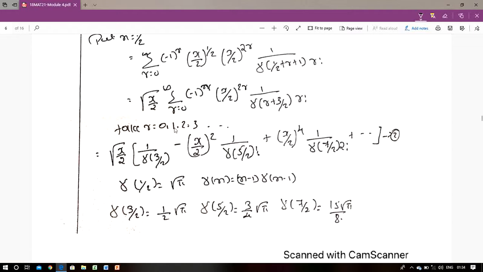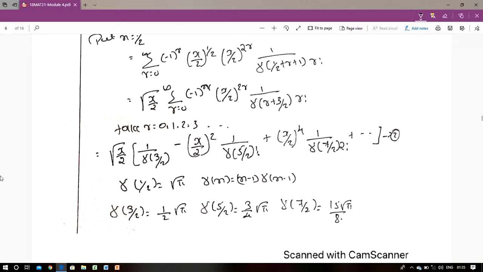Next, take r is equal to 1: (-1) to the power of 1 becomes minus (x by 2) whole to the power of 2r, meaning 2 into 1 becomes 2, into 1 by gamma of 1 plus 3 by 2 becomes 5 by 2, into 1 factorial. Next, r is equal to 2: (-1) whole square becomes plus (x by 2) whole to the power of 2 into 2 becomes 4, 1 by gamma of 2 plus 3 by 2 becomes 7 by 2, into 2 factorial. It goes on continuing.